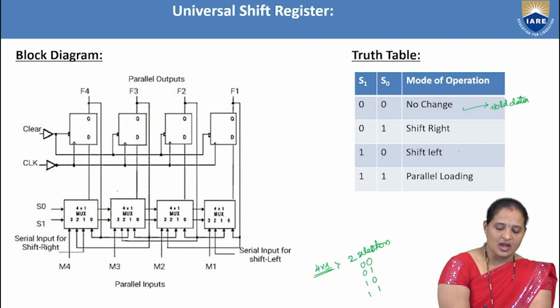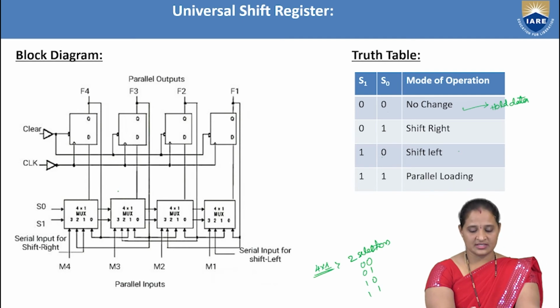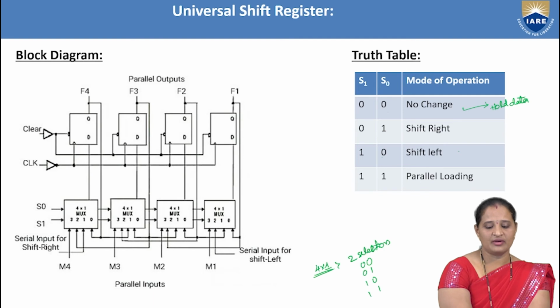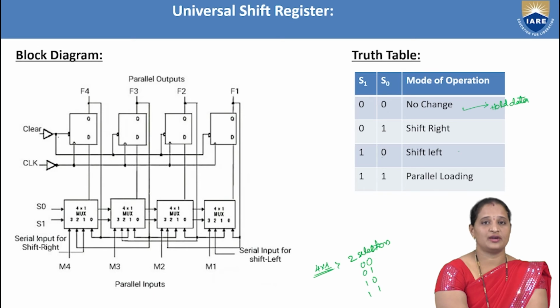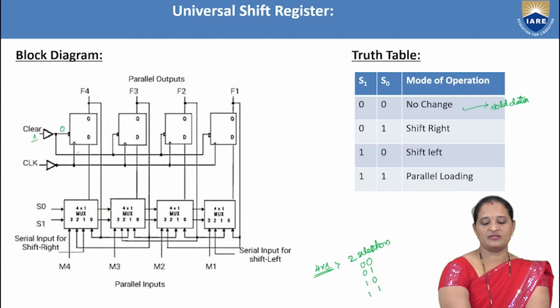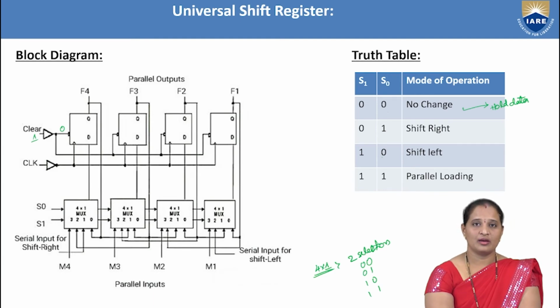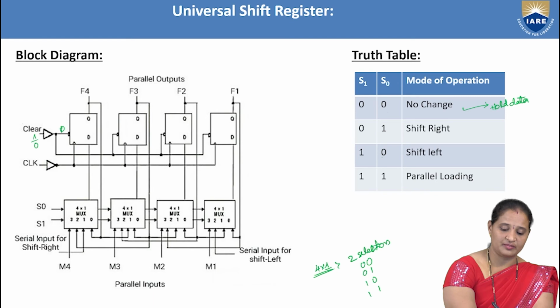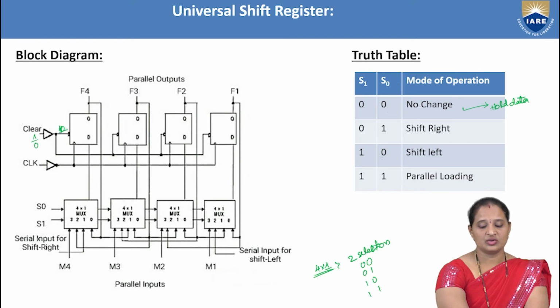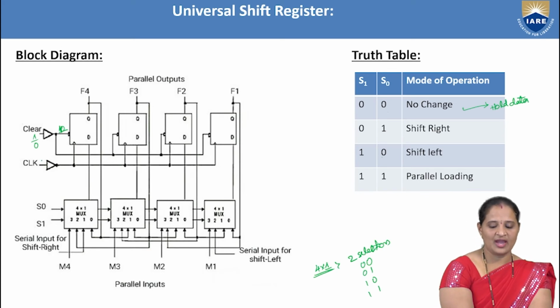Now this is the circuit here. First let us understand the connections. These are the flip-flops. We have a clear input here with an inverter, which means it is a negative clear input. When the clear input is 0, it becomes 1 after the inverter, and nothing is disabled. When the clear input is 1, it becomes 0, and all the flip-flops will be cleared.